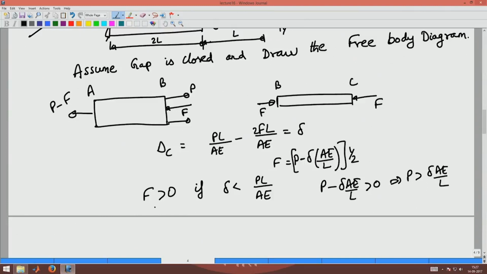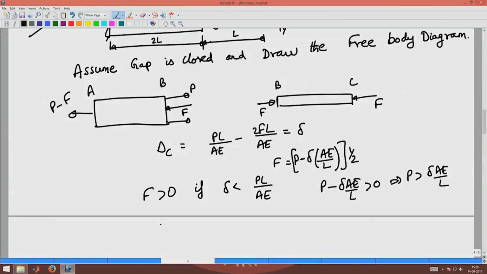Else what happens? F becomes negative. Is a negative force possible here at C, which means a tensile force? Can BC be in tension? BC cannot be in tension because there is no force applied at C, and if the gap is there, it can be only in compression, not in tension. So, if you solve this problem and get your force to be a tensile force rather than a compressive force, in other words, if F happens to be negative, wherein we assume the positive direction of F to be the compressive force, then you have to set that to 0.